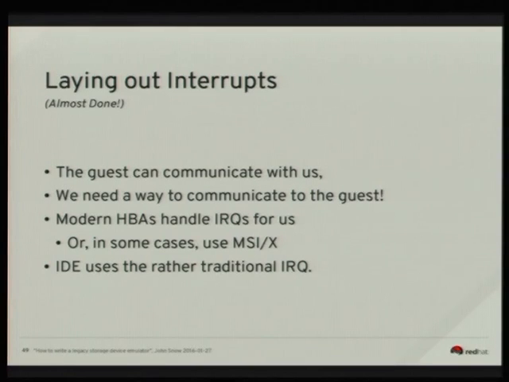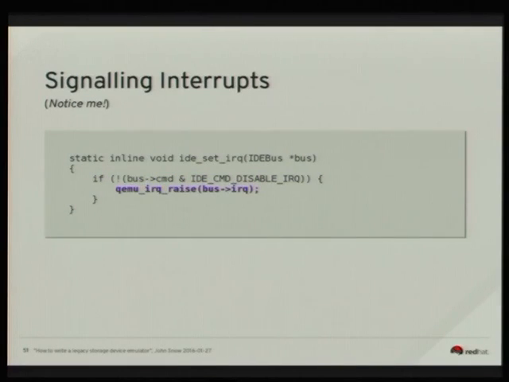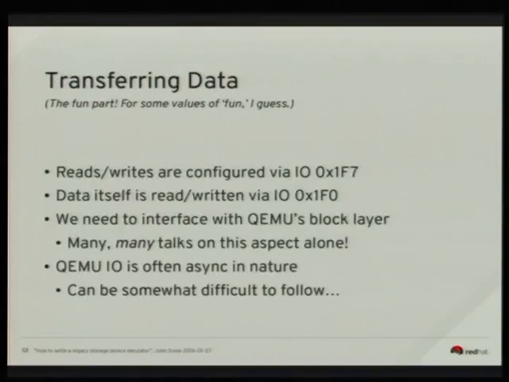So the next thing we want to do: the guest can talk to us, we would like to talk back to the guest, so we need to register an IRQ. Modern host bus adapters handle it for us, but IDE is old, so it doesn't. So similarly, in the ISA bus, we have another property to define the IRQ, defaulting to 14, but you configure it. And then similarly, another function here is init IRQ, and we're going to register our IRQ to be used. And if we want to talk out, this is the actual, real, unabridged IDE set IRQ function. It's very dead simple. If interrupts are not disabled, we just raise the IRQ. So now we can get messages in, we can send messages out.